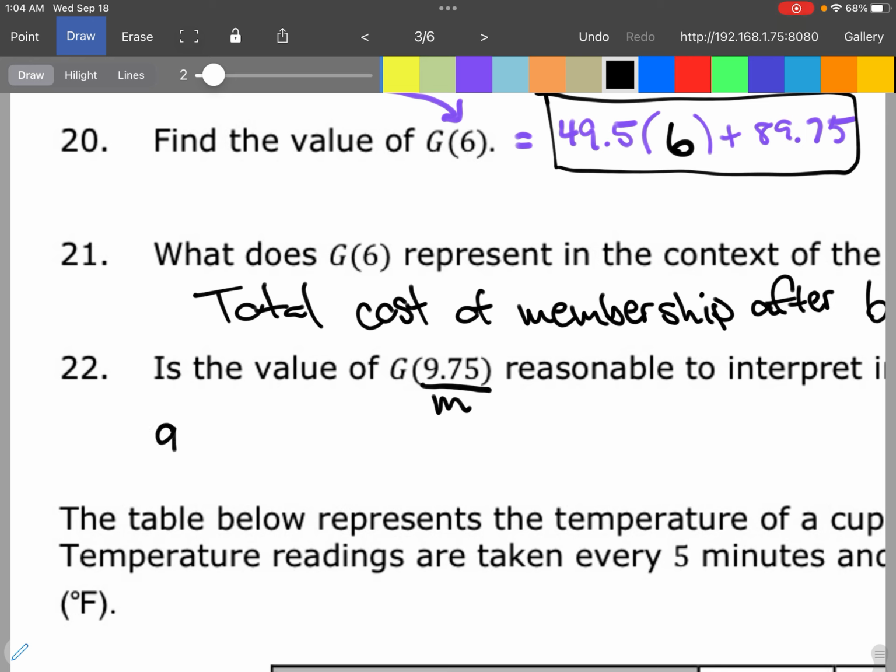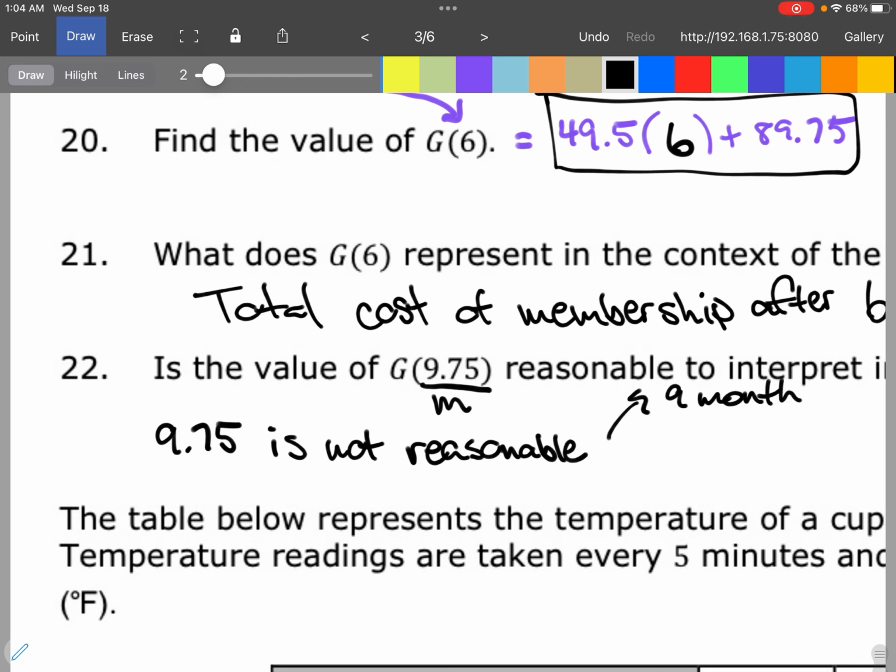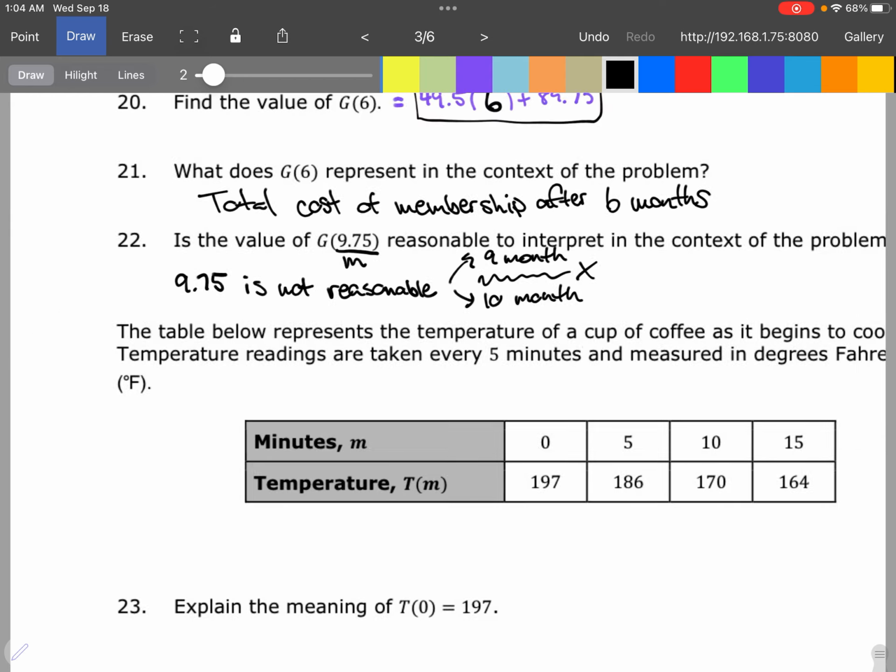We're going to say 9.75 is not reasonable. Get billed on month 9. Get billed on month 10. No in between, okay? No in between. This is a monthly bill, okay? Moving on.